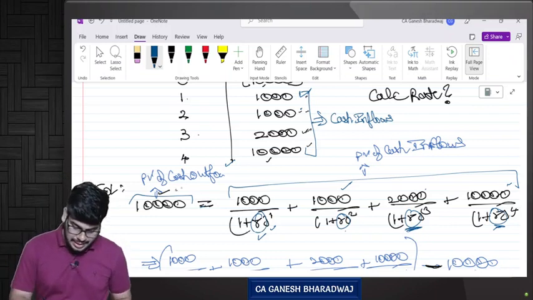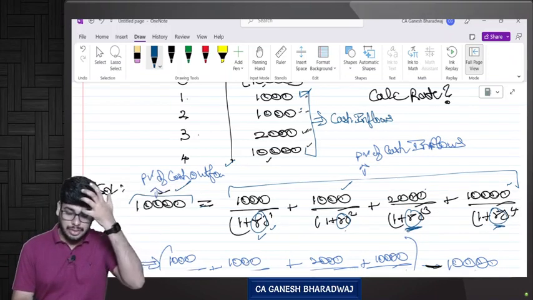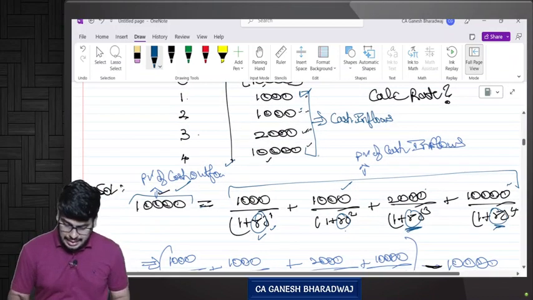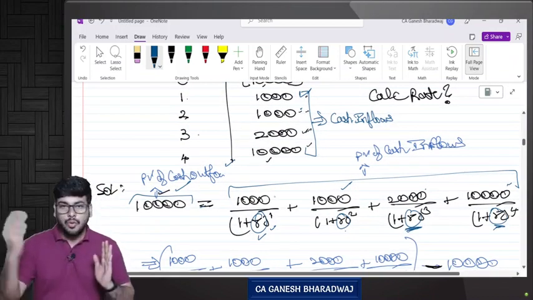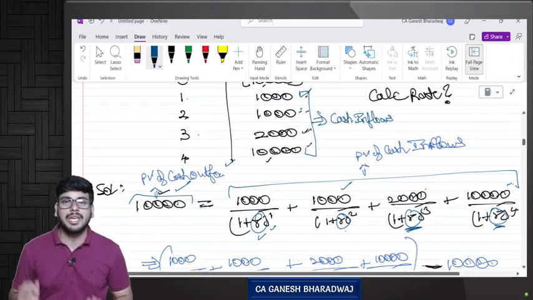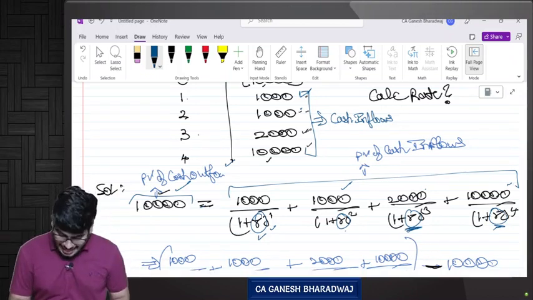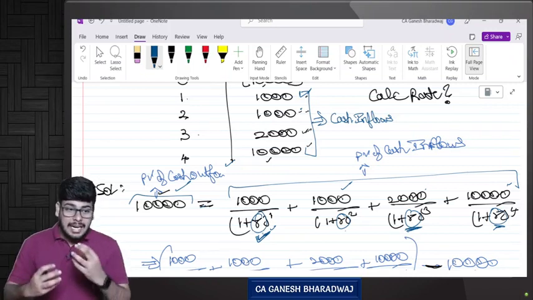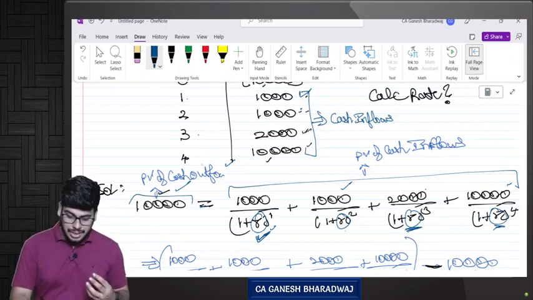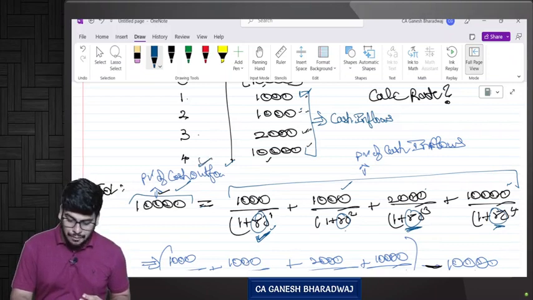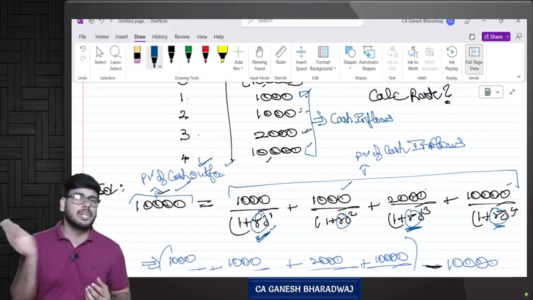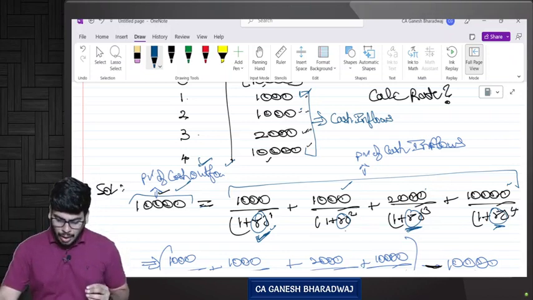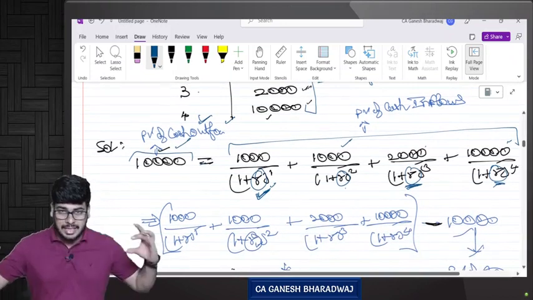So, in this case, there was an outflow. Yes, 10,000 rupees was the initial year's outflow, and this is equal to the present value of all my inflows. Are you clear with this? I need to calculate the rate R. The rate at which my outflow is equal to inflow, or the present value of inflow is equal to outflow, is called IRR. Now, what we will do is, this is the first cash flow equation.